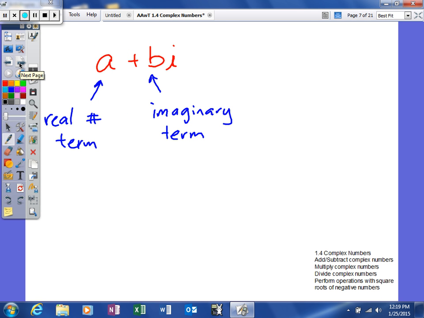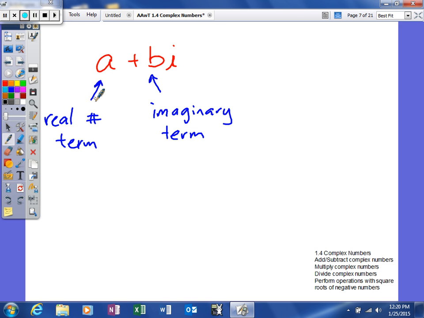A complex number basically has two parts. It's a real number part and then also an imaginary part. So you can see, normally it comes in the form a plus bi, where the real number part comes first and the imaginary term comes second. So together, those are called complex numbers.